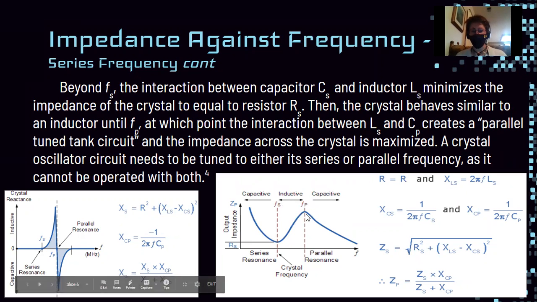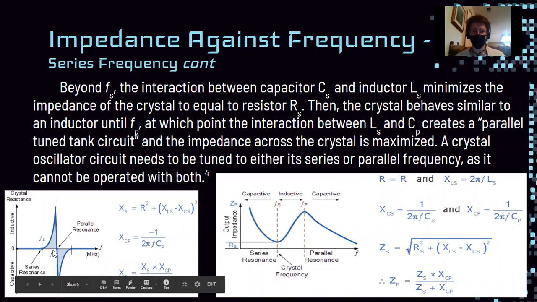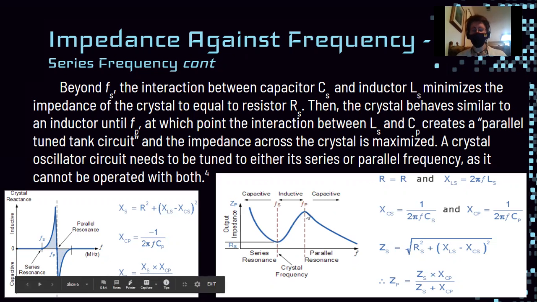So you see there's this relationship here. This creates what is called a parallel tuned tank circuit. We can also see how the resonance is affected over here. Essentially, a crystal oscillator circuit needs to be tuned to either its series or its parallel frequency, because you can't have it operate with both, as they're very different.